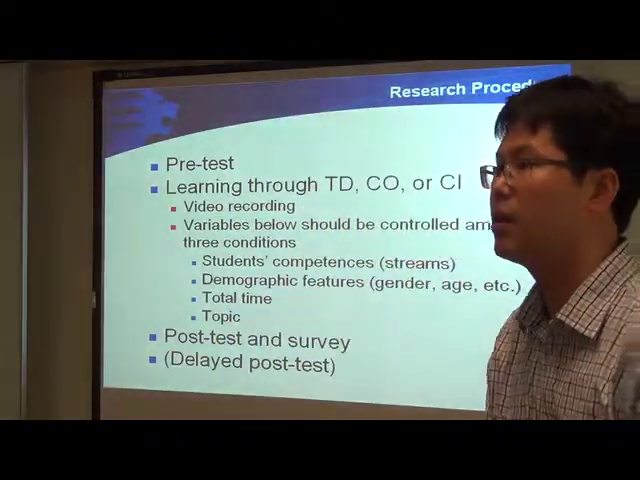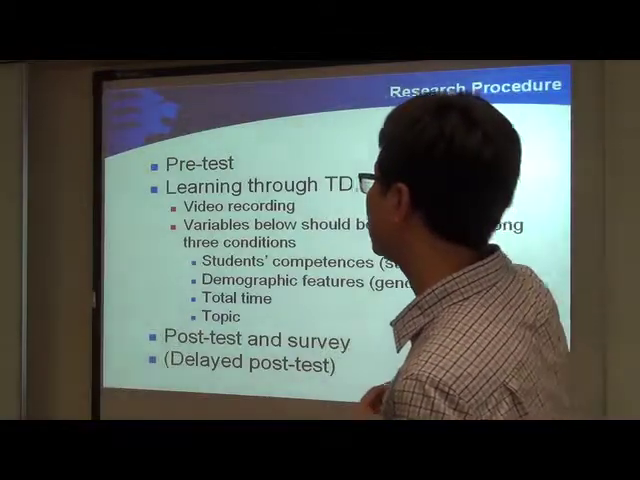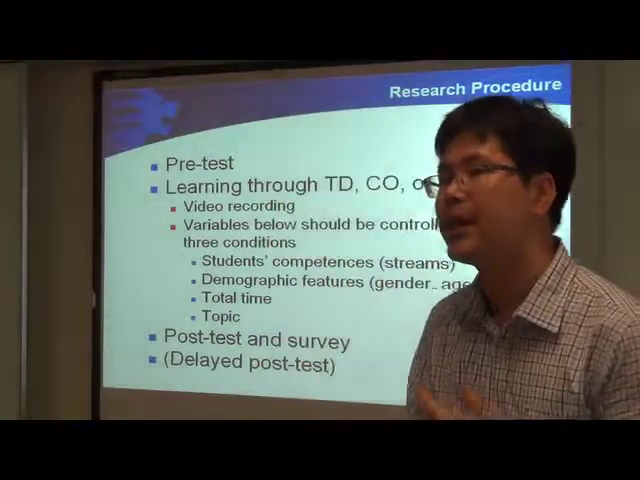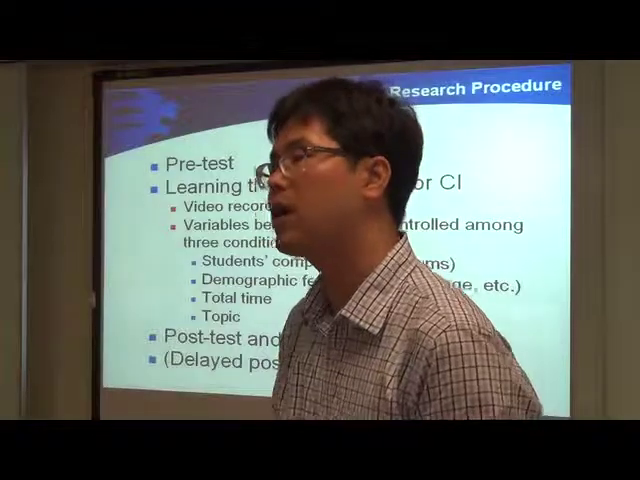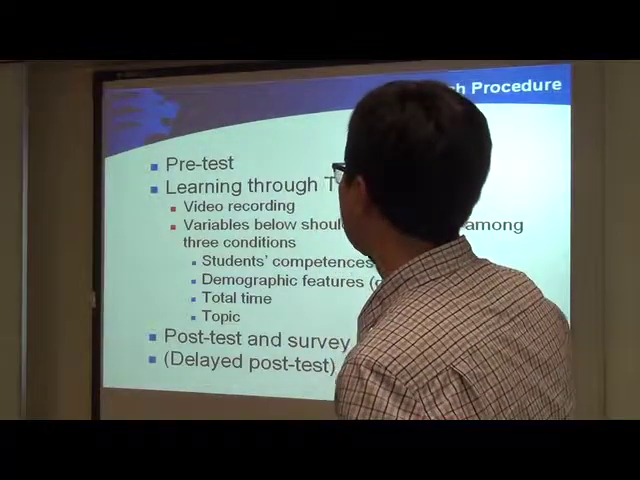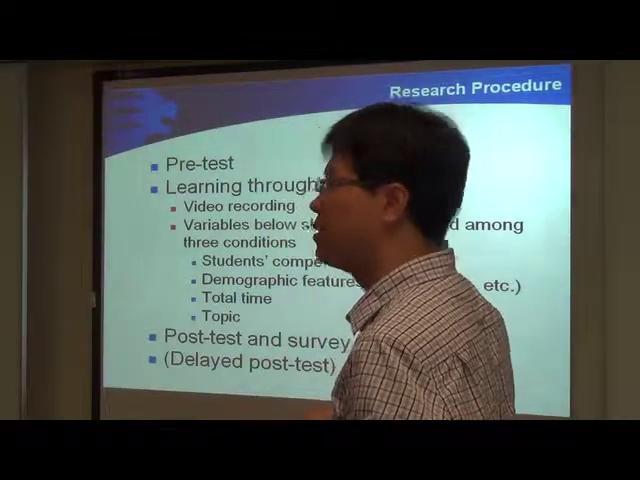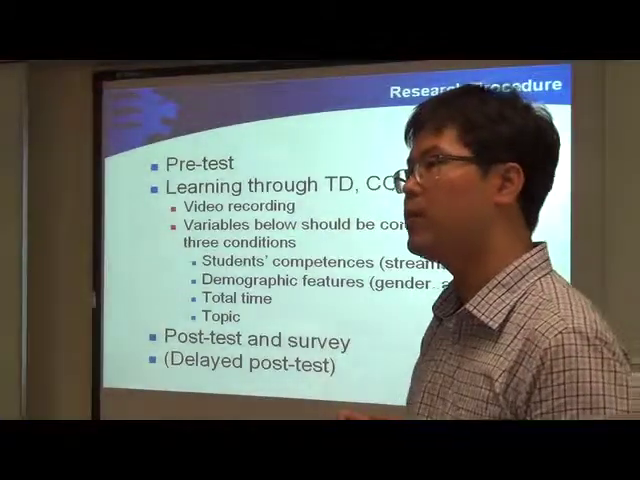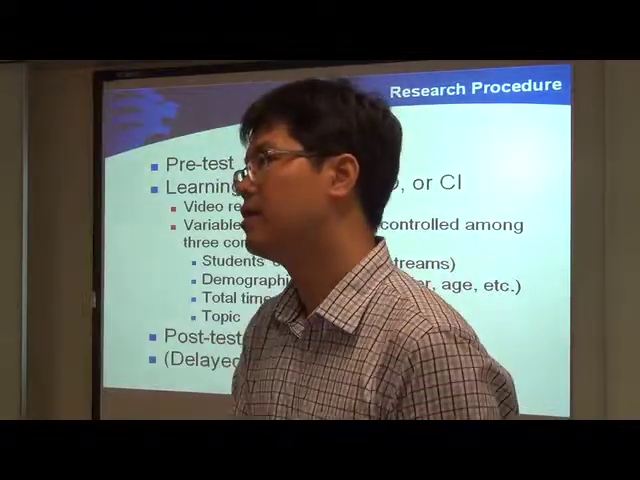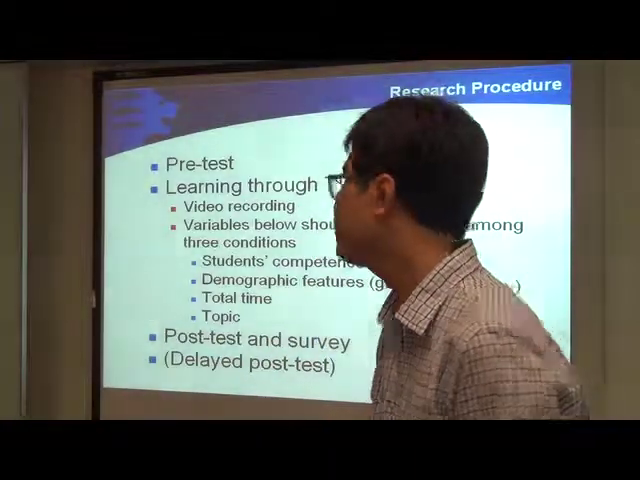This is the research procedure. It should be elaborated more, but I'm going to briefly show the procedure. The first step is the pre-test. The test may include cognitive and affective measures, and some perception measures. And then students will do some learning activity in the 3 conditions. We will record the teaching and learning activities, but it depends on the school context. If it is possible, it's a good idea to observe what's happening in the classroom.